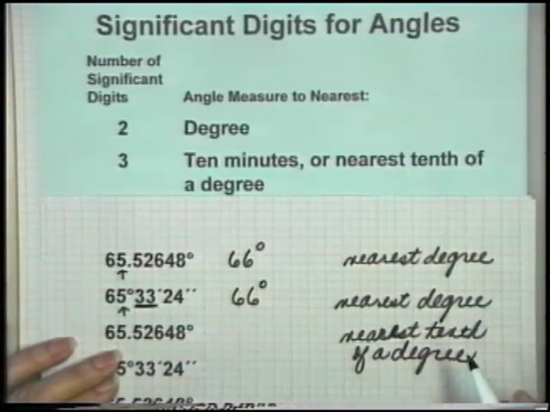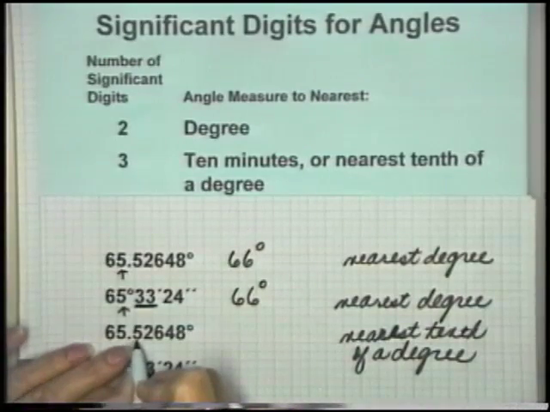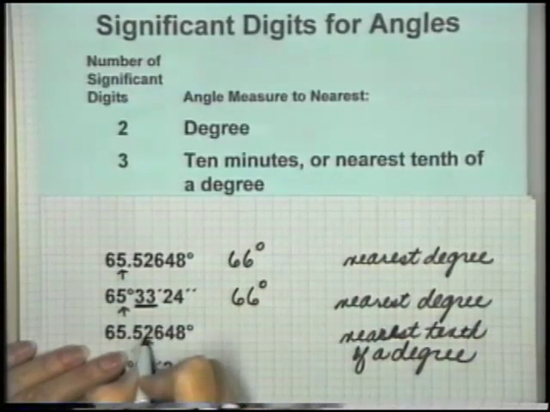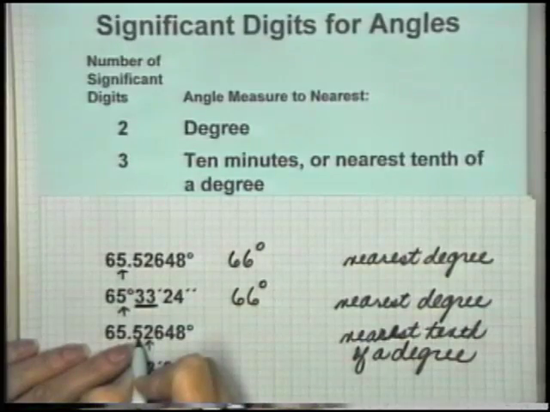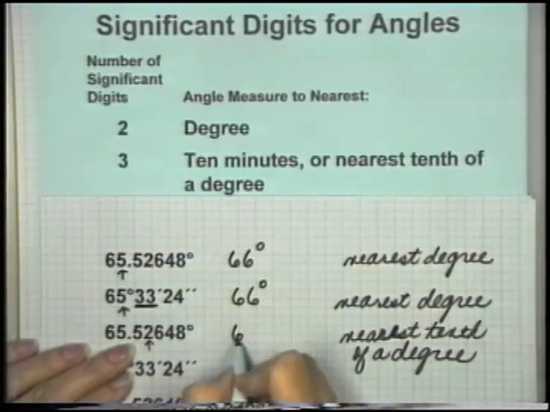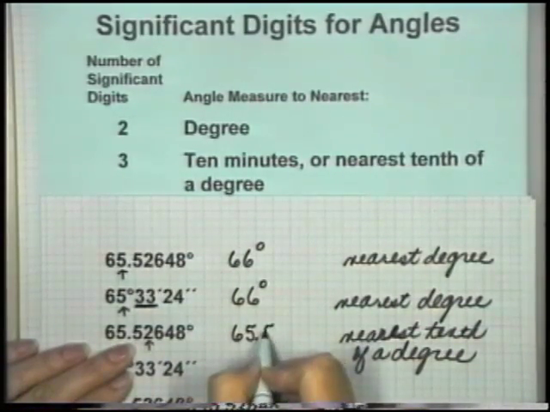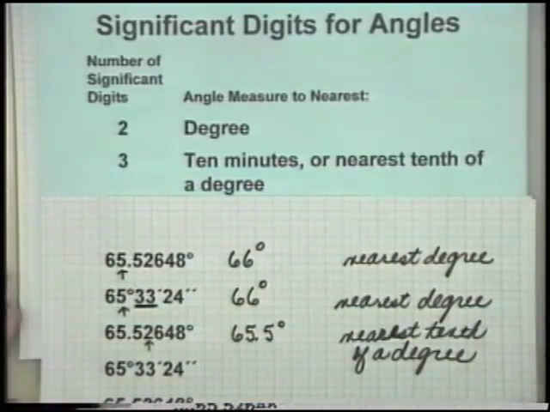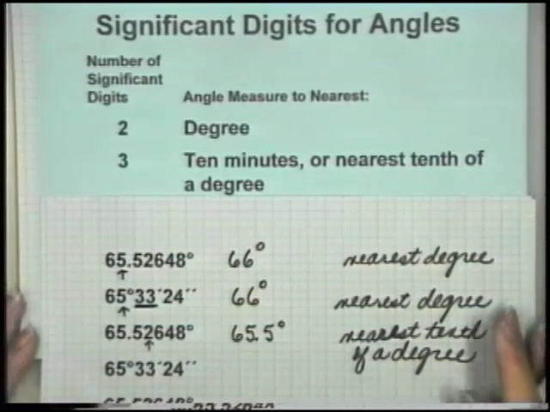That says nearest. That's pretty messy, isn't it? The nearest tenth of a degree. So we know this is our tenths place. So we'll look right here at our hundredths place. Since that is a 2, that tells us to leave the digit in our tenths place alone. So that would be 65.5 degrees if we wanted a rounding of 3 significant digits.